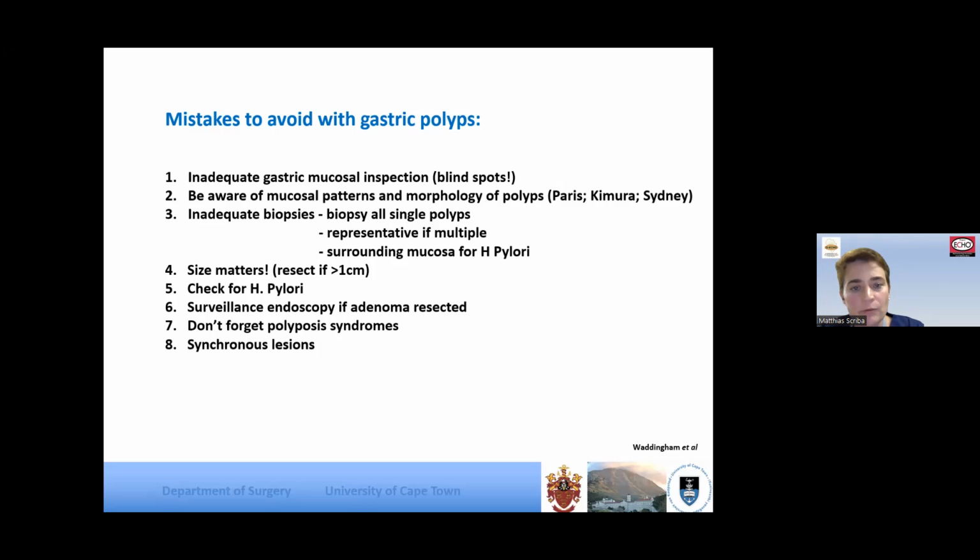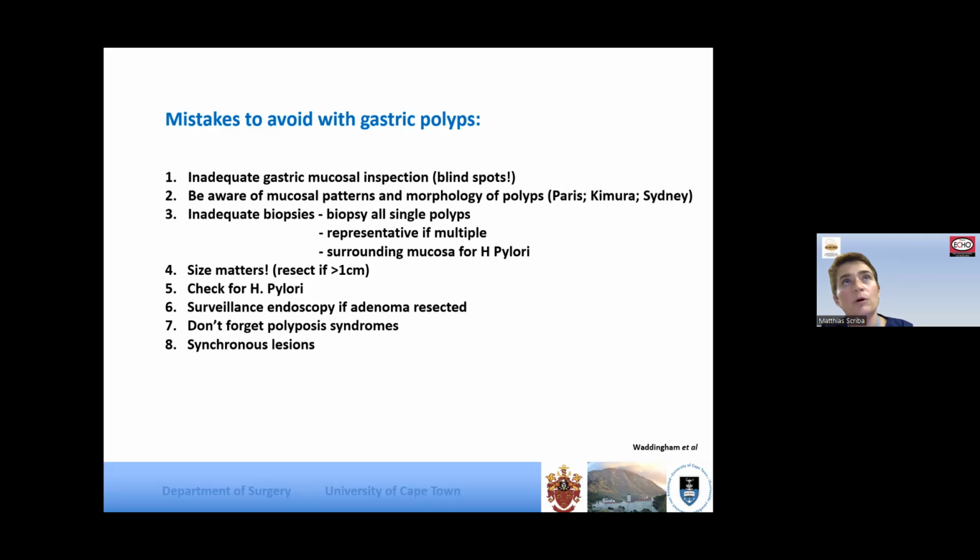Then you do need to have some awareness and understanding of both the mucosal patterns and the morphology of polyps. Remember, we need to try and speak a common language between us all so that we are on the same page, endoscopically speaking. So get into the habit of doing that. That is something I need to do and work at.